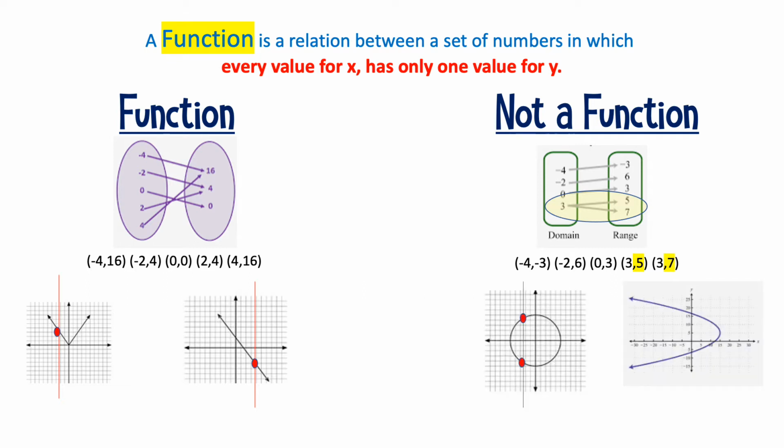On this side, if we have a vertical line, you'll see that it connects with 2 points on the graph. This means this is not a function. If this happens in even one spot, it means it is not a function. So if the vertical line test shows that it only touches 1 point on the graph, it is a function. So every value for x has only one value for y.